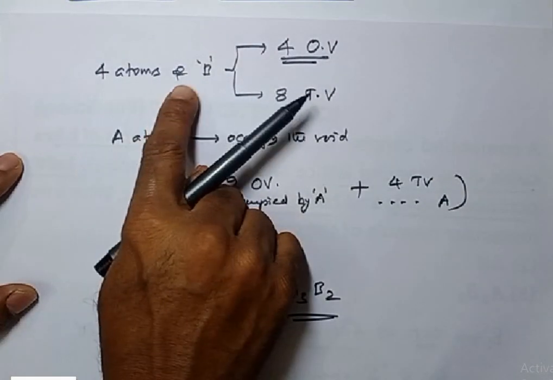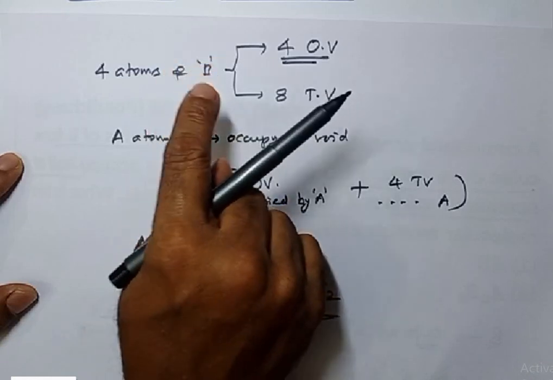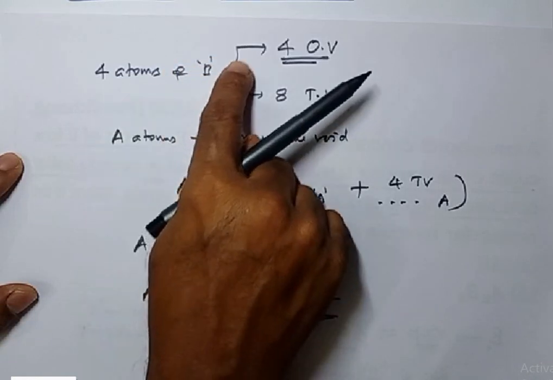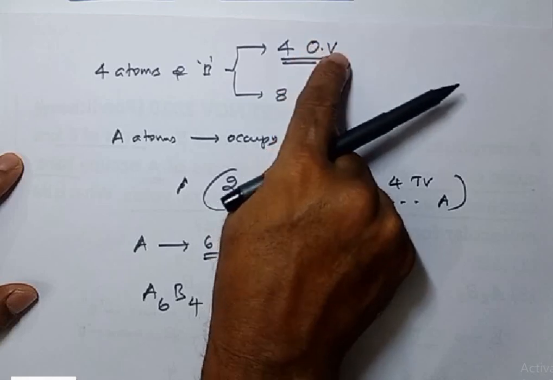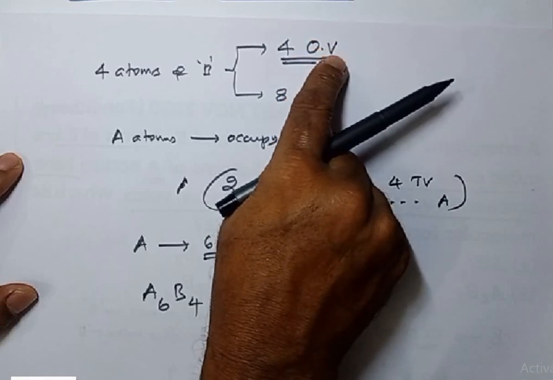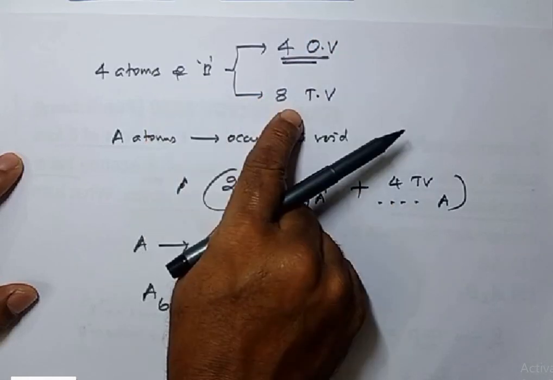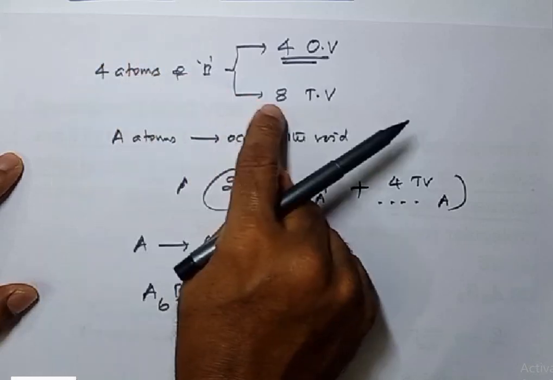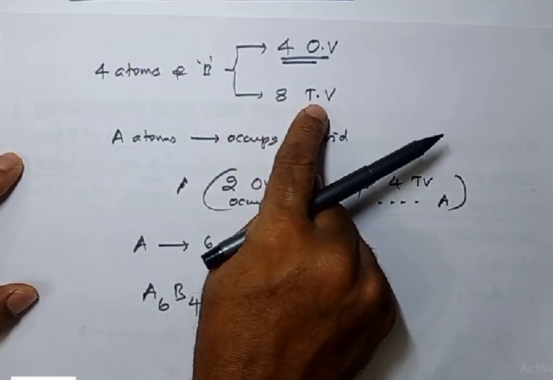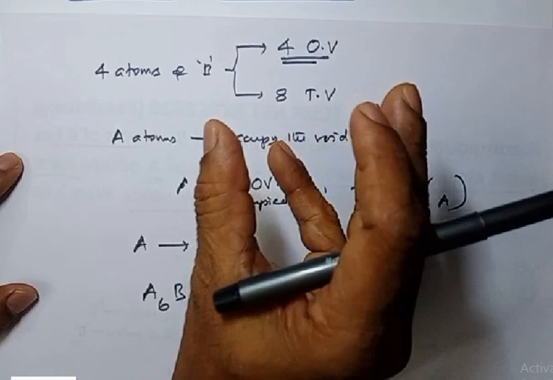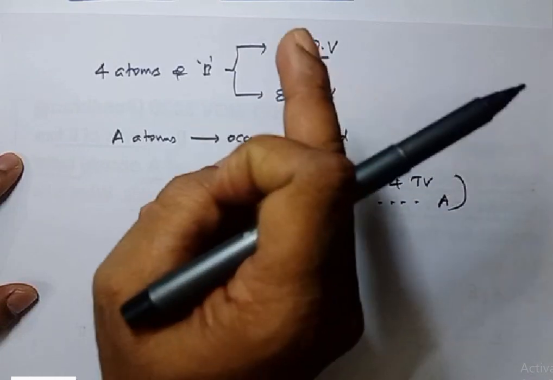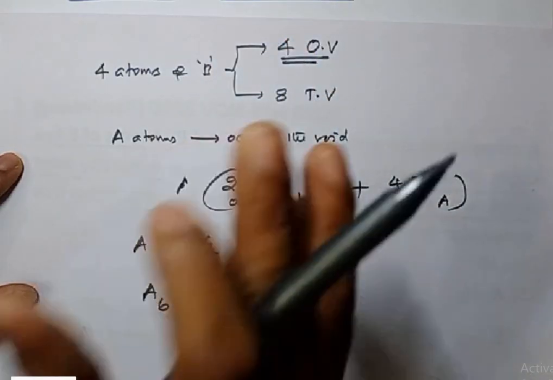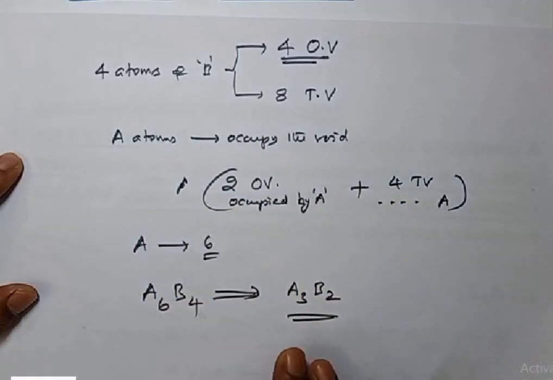Now, so we have 4 B atoms. There are 4 atoms of B available in one unit cell. So, for 4 B atoms, there should be 4 octahedral voids. I wrote shortly as OV, octahedral void. And twice the number, that is 4 into 2 is 8. So, there should be 8 tetrahedral voids. So, the FCC unit cell contains 4 octahedral voids and 8 tetrahedral voids.